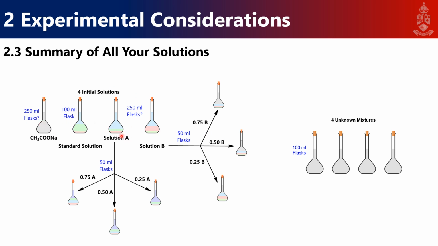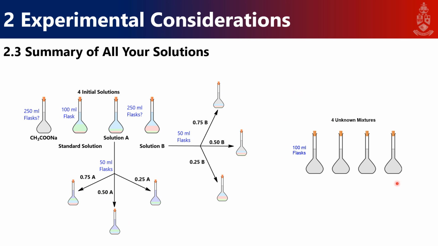Then solutions A and B are going to be split into 50 milliliter flasks, meaning the 0.75 relative concentration, the 0.5 and 0.25 for each of them. And remember how much volume that means. You need to take from A in this flask and fill up with the HCl solution, and in this one fill up with the acetic acid solution.